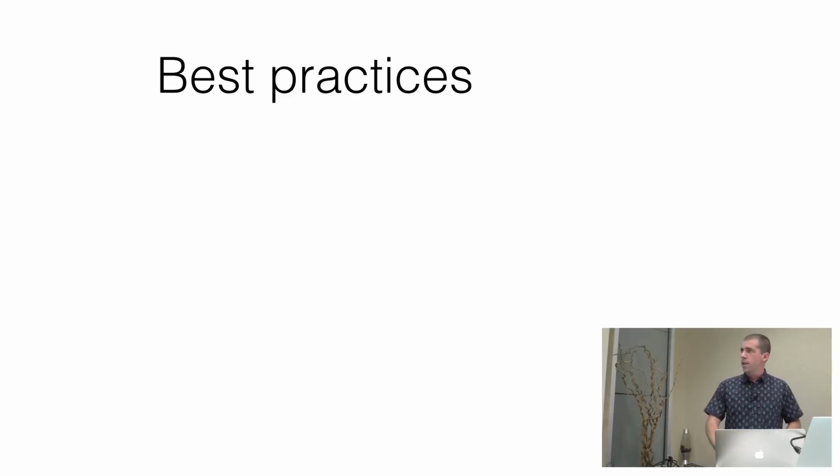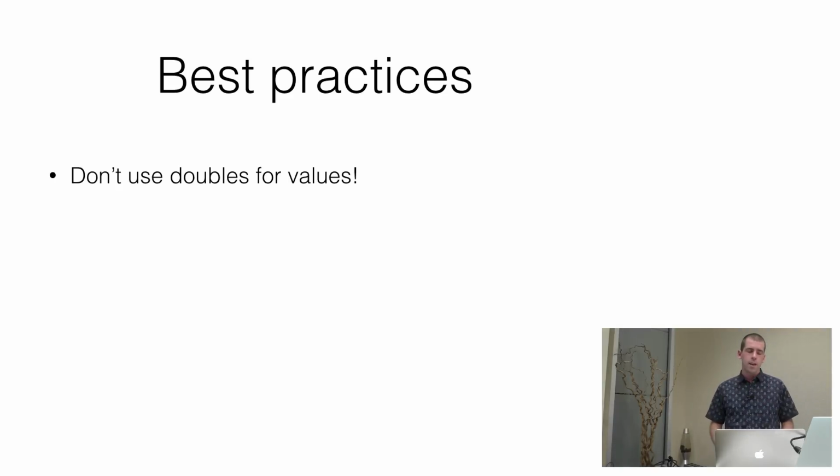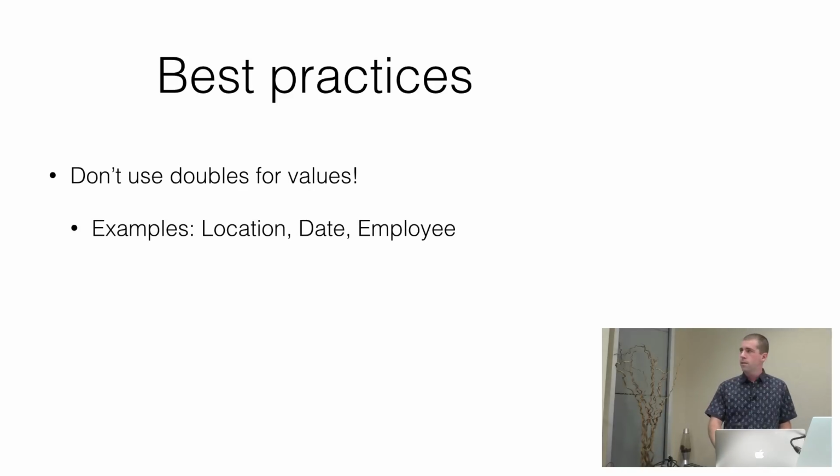Some best practices. These are rules. They're made to be broken. First of all, don't use test doubles for values. And by values, I don't necessarily mean integers, ints, doubles. I mean anything that's a value type that represents an entity. For example, a location, you can imagine it just has a latitude and a longitude, or it's just a city name, a place name, whatever.